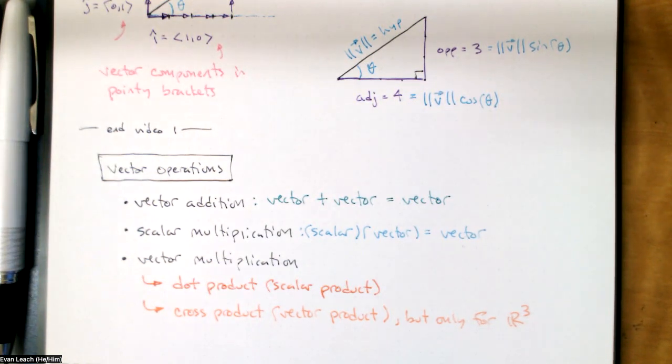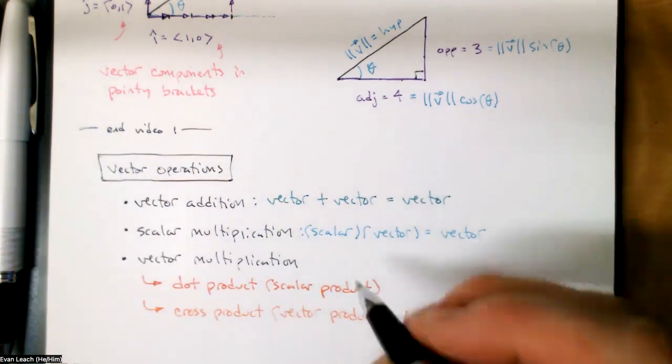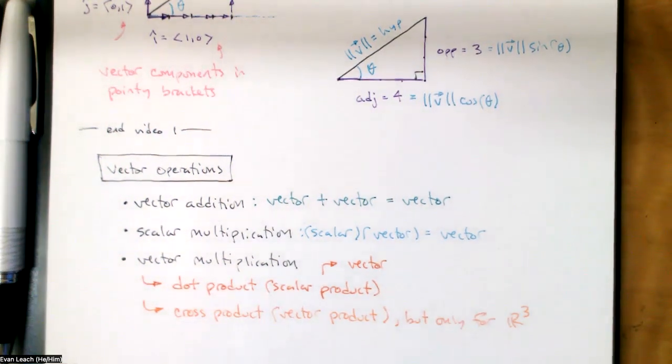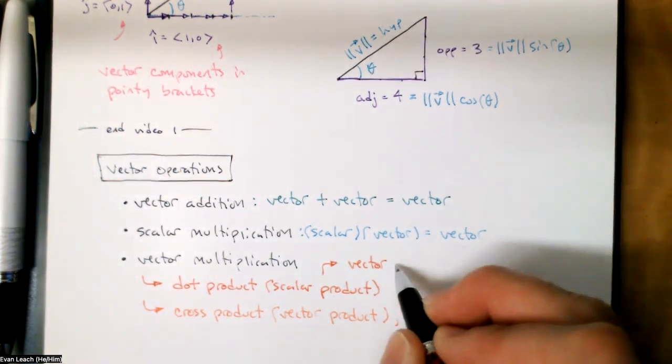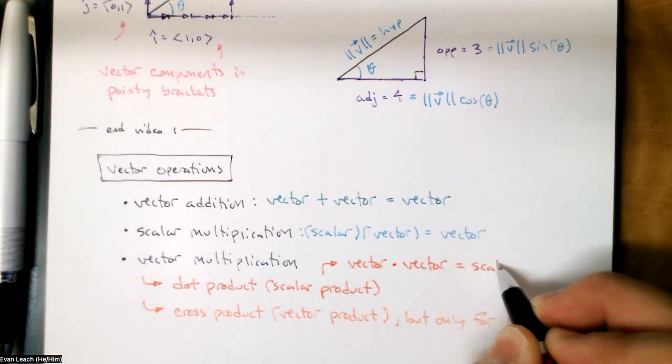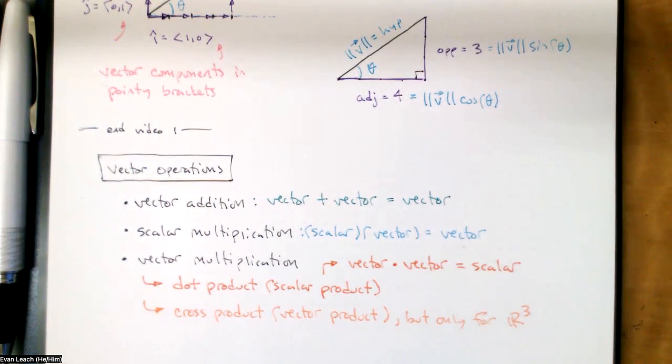And in vector multiplication, for the dot product, we're going to take a vector times a vector and get a scalar. That's why we call it the scalar product. The reason that we call it a dot product is that the notation for this multiplication is a dot. So it's a vector dot vector equals scalar. That's to indicate what kind of multiplication we're doing.